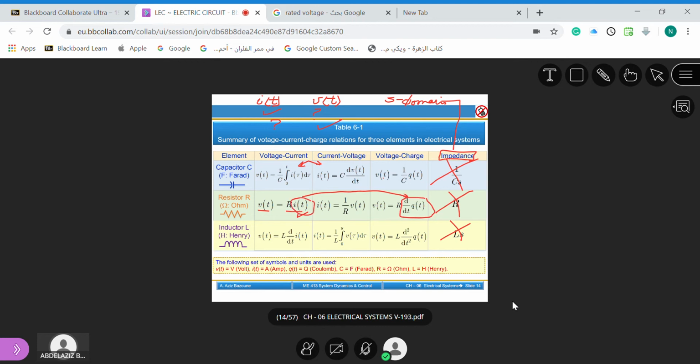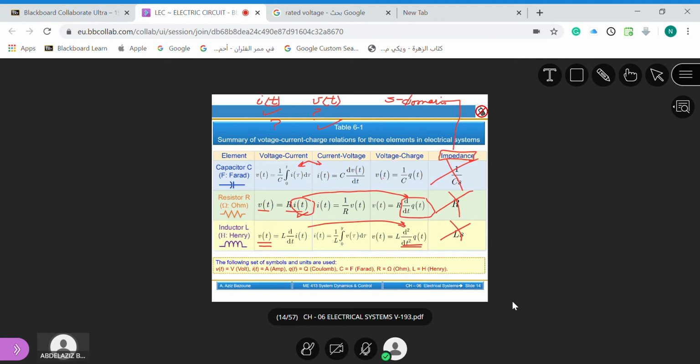When we have the inductor, V will be equal to L di over dt, or I will be 1 over L integral V dt. You can also substitute I equal to dq over dt, so when you differentiate I, you are differentiating q twice. That's why we have here the second derivative of q with respect to time. So di over dt means you differentiate this one twice.